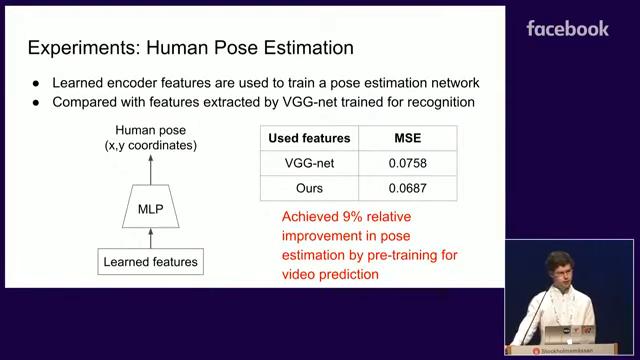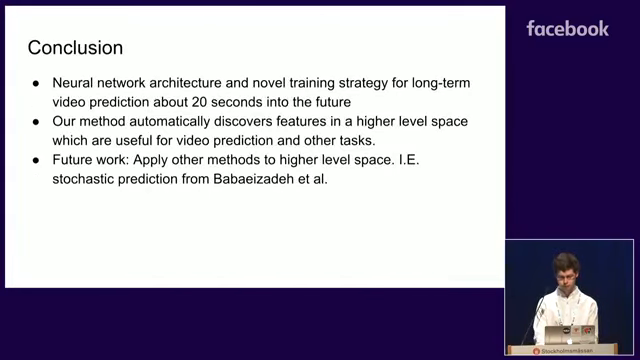To validate that the features learned by our network are useful for other tasks, we take the features learned by our method and train a simple network to estimate human pose based on that, and also train the same network to calculate the human pose just based on the features from a VGGNet trained for recognition. We find that when trained on ours, it gets a 9% improvement relative to the one trained for recognition.